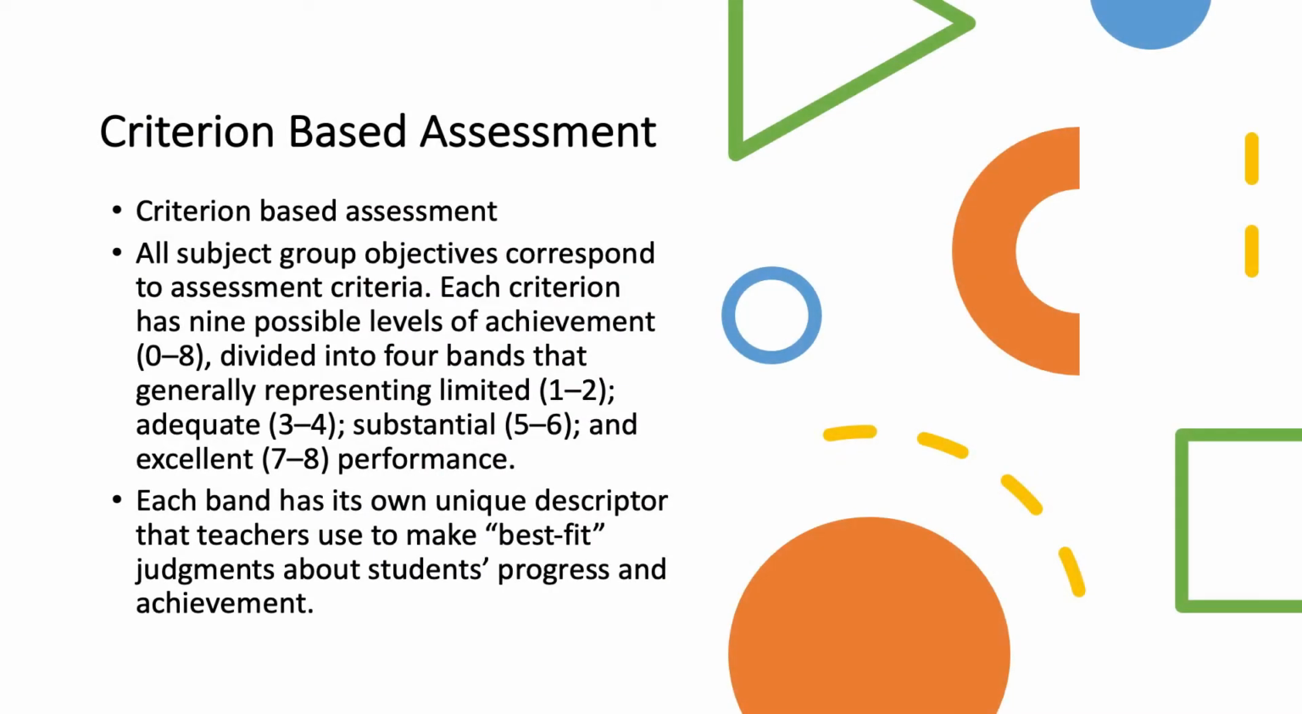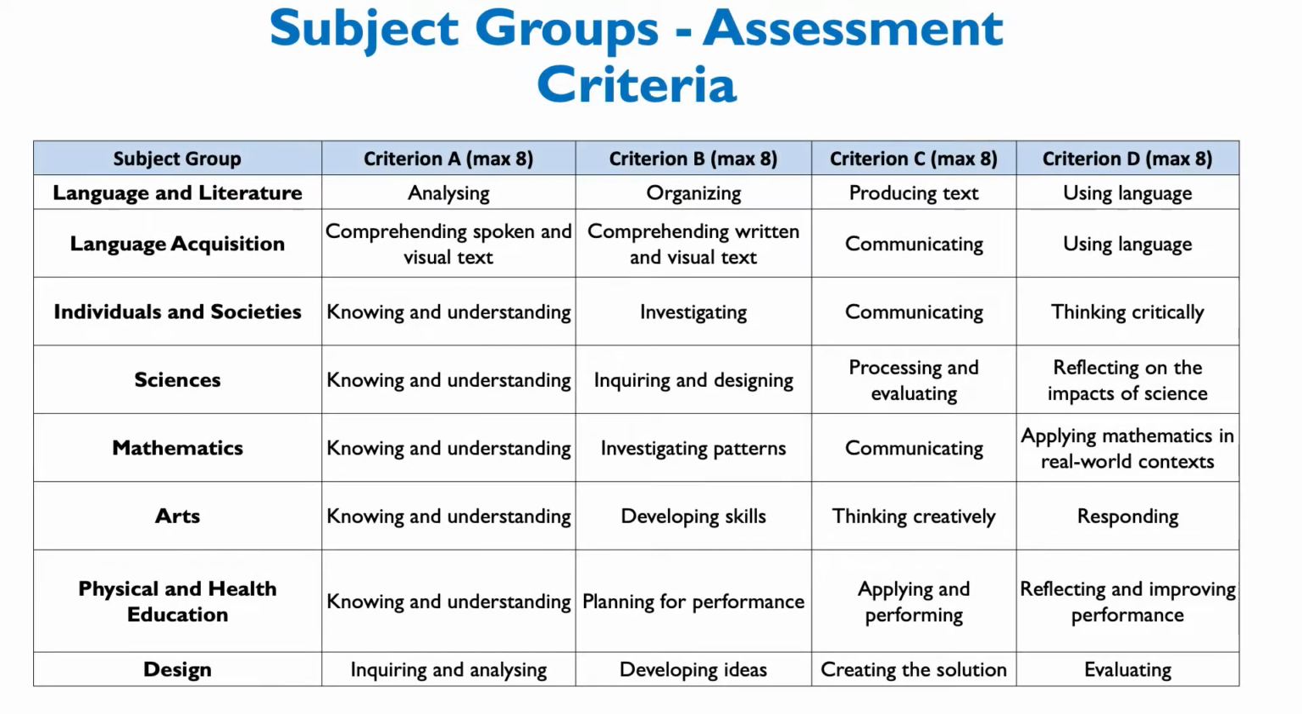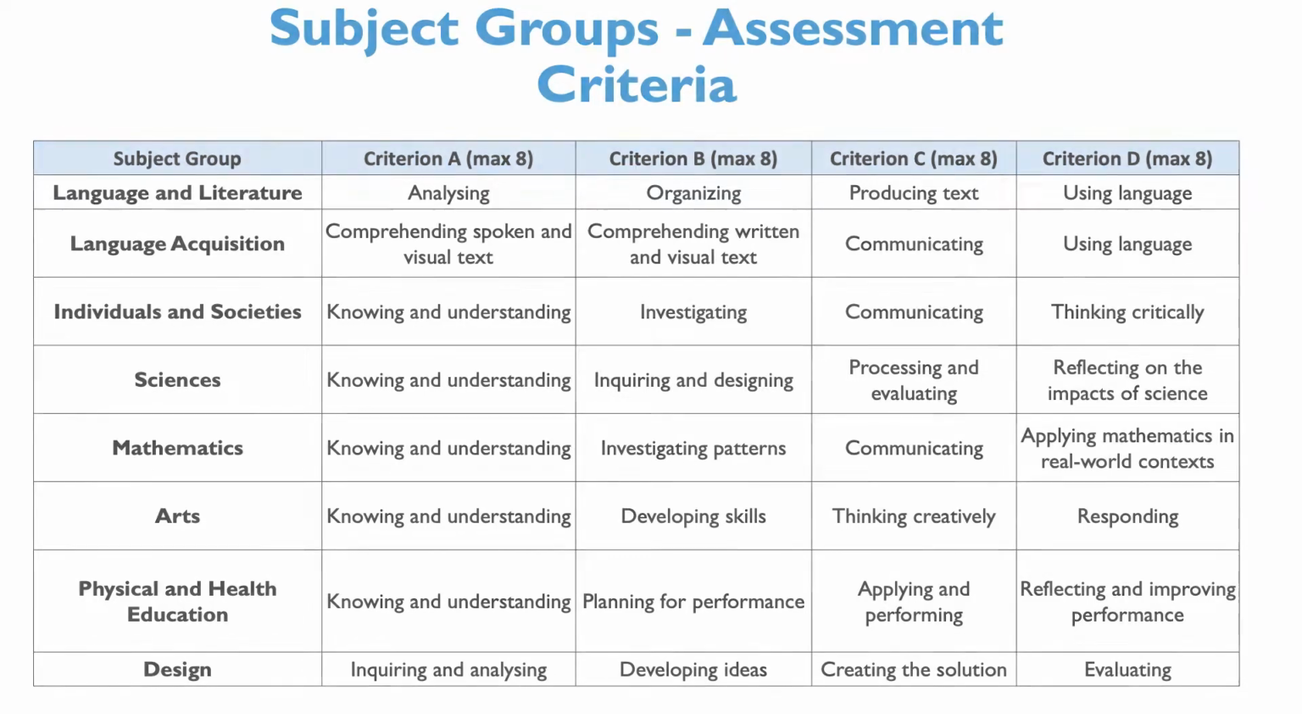Each subject at MYP is scored out of 7, but it's worthwhile noticing that it's criterion-based learning. So that means that every subject has criteria A, B, C and D. Students gain a mark from 0 to 8 for each of these criterion, which is then added together, which then equates to a mark out of 7.